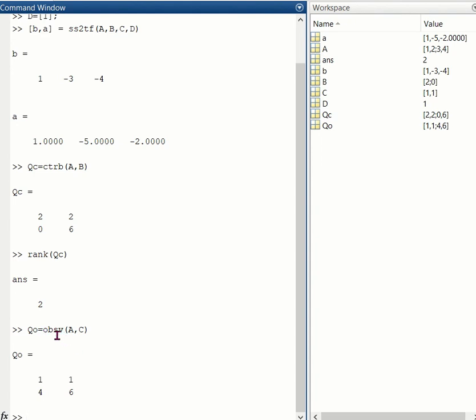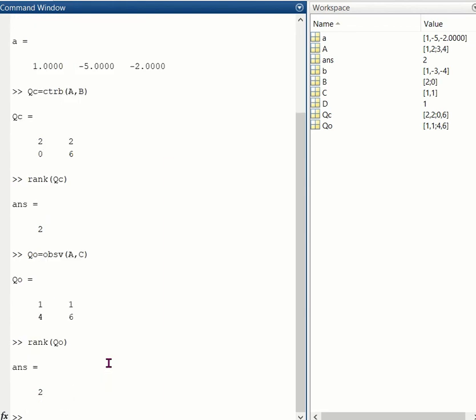But here we have a simple command, obsv, and then we find the rank in order to determine whether this system is observable or not. So the rank of QO is 2, which is the same as the order of the system, and thus we conclude that the given system is also observable. So this is a method using MATLAB to find the controllability and observability, and this completes our experiment 7.